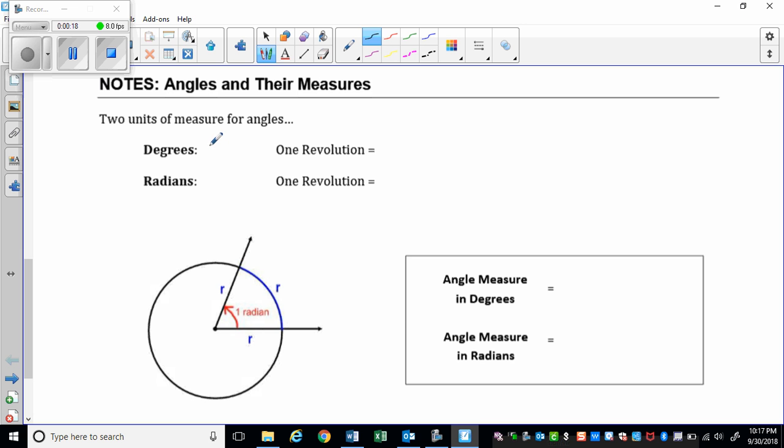angles. So far, we've only talked about degrees. One revolution of a circle is 360 degrees. And now we're going to look at radians. One revolution of radians is 2 pi. So most of our radians are gonna have pi in them. So 360 degrees is equal to 2 pi.